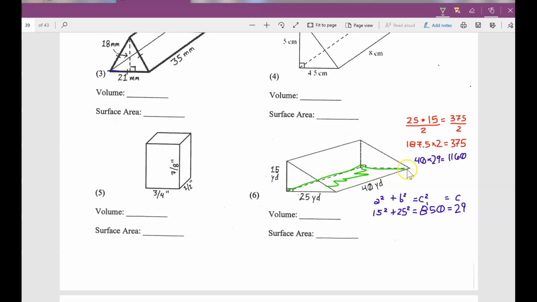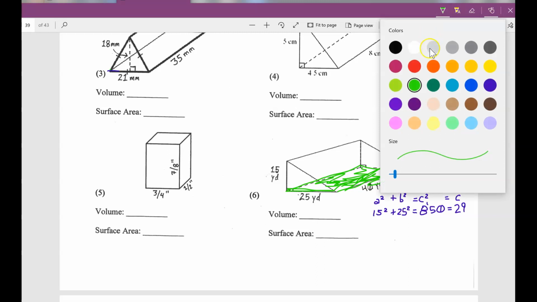This by this by this. It's hard drawing with a mouse. This guy down here. You see him. Yeah. Okay. Well, how do we find the area of that rectangle? Well, we know this dimension, front to back, is 40. And we know this dimension across is 25. 40 times 25 is 1,000.